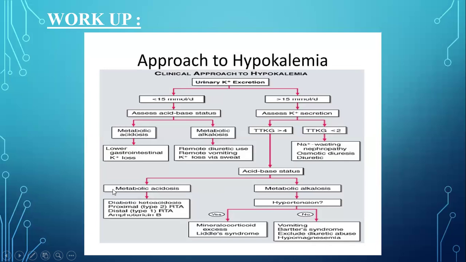If there is metabolic acidosis, it can be due to diabetic ketoacidosis, primary proximal type 2 RTA, distal type 1 RTA, or amphotericin B. If urinary potassium excretion is less than 15 millimole per day, again assess acid-base status. Metabolic alkalosis can be due to remote diuretic use, vomiting, potassium loss via sweat. If there is metabolic acidosis, it can be due to lower GI loss of potassium. In this way, we can find out what is the cause of hypokalemia and treat accordingly.